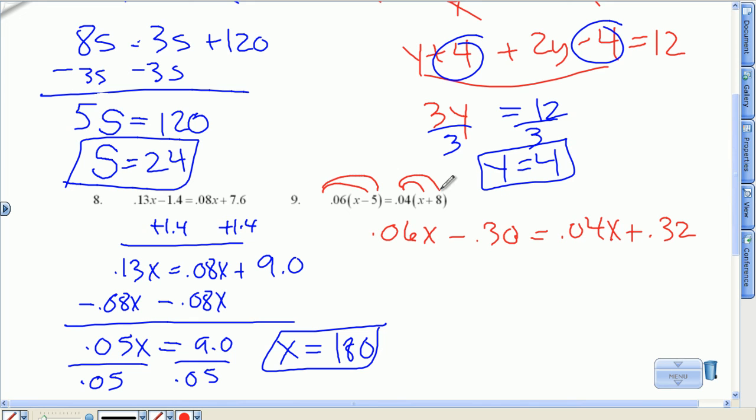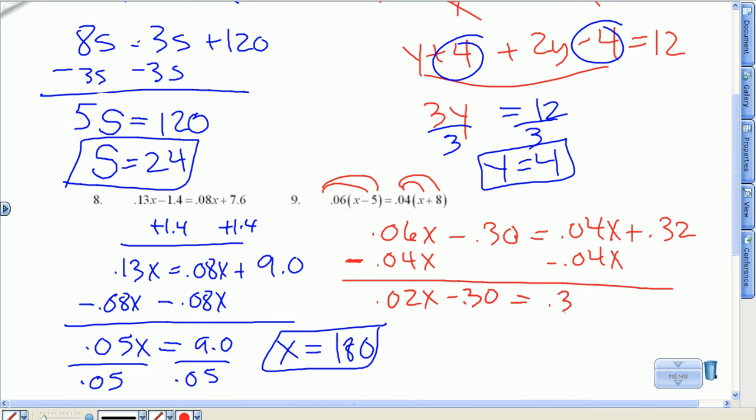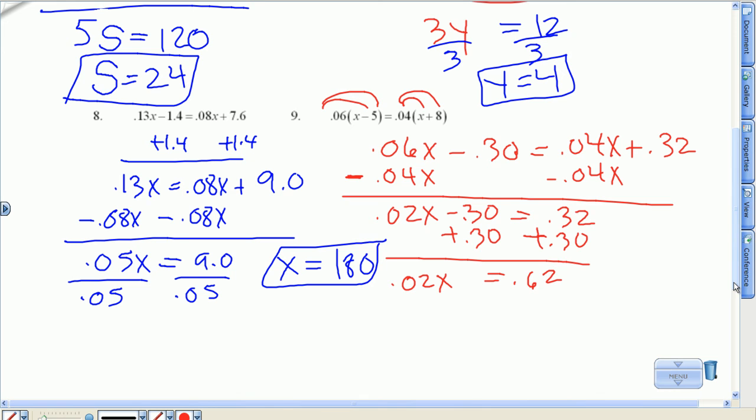All right, we're going to move the smallest variable thing, which is 0.04x. This gives us 0.02x minus 0.30 is equal to 0.32. So we'll add 0.30 to both sides. This is 0.02x is equal to 0.62. And then we're going to divide both sides by 0.02. We'll get x is equal to 31.